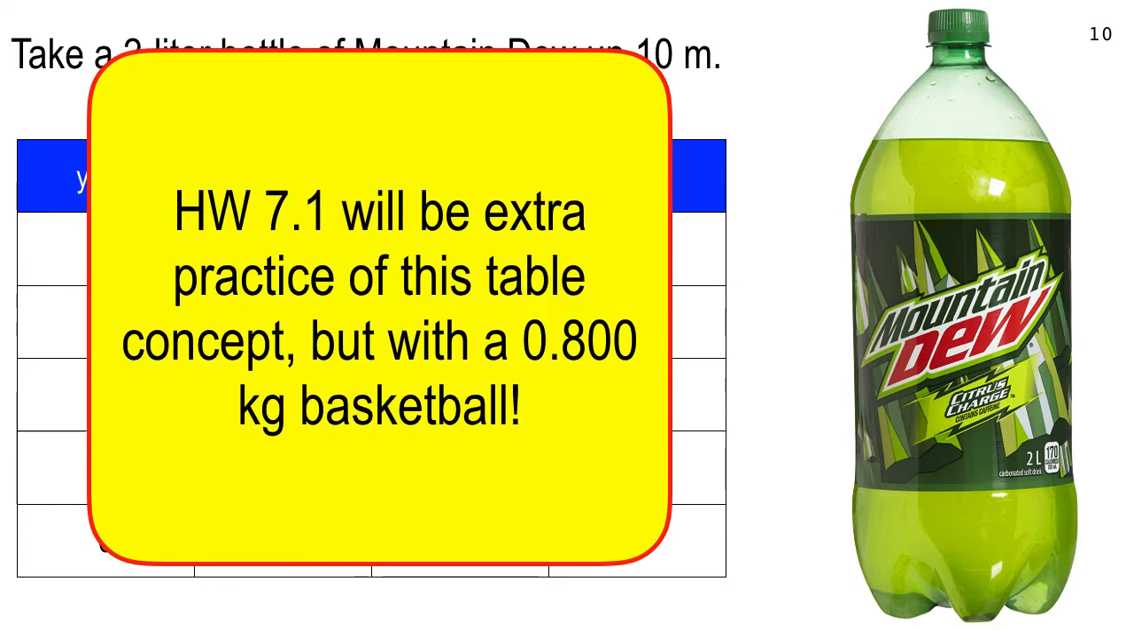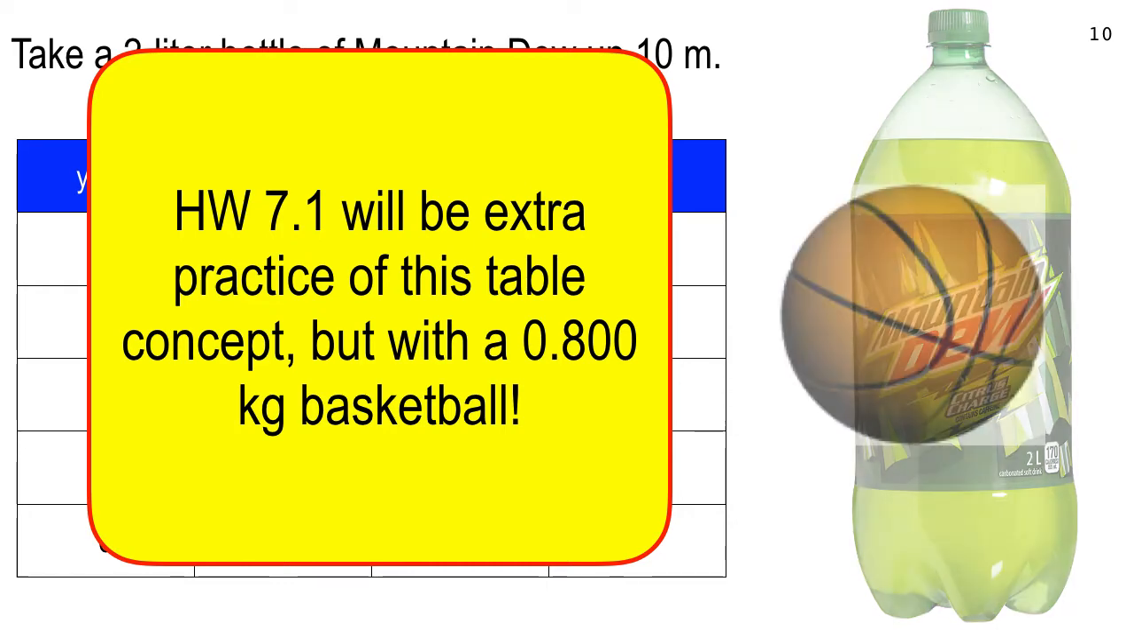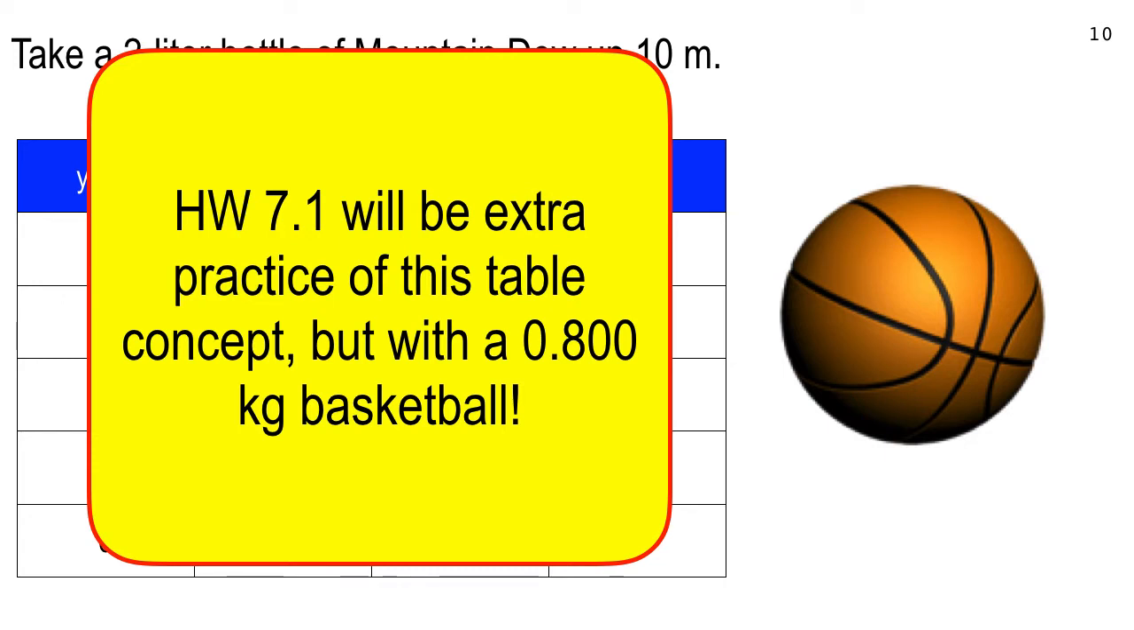Tonight, you're going to have homework 7.1. And it's going to be a table kind of like this, except it's a basketball, not a liter bottle of water. 0.800 kilogram special basketball. But you're going to be working out stuff in this. Now, why do I call it homework 7.1? Because it was supposed to be in homework 7 and I forgot.